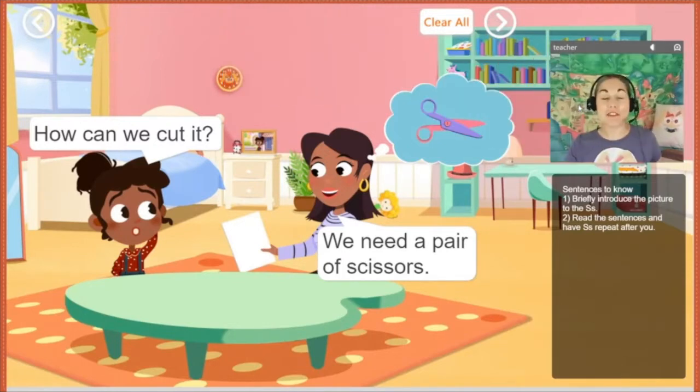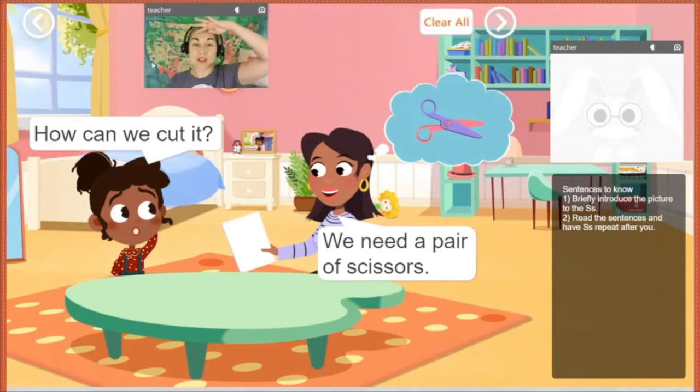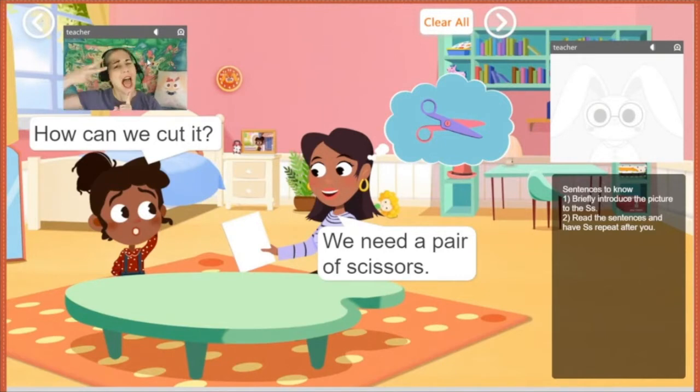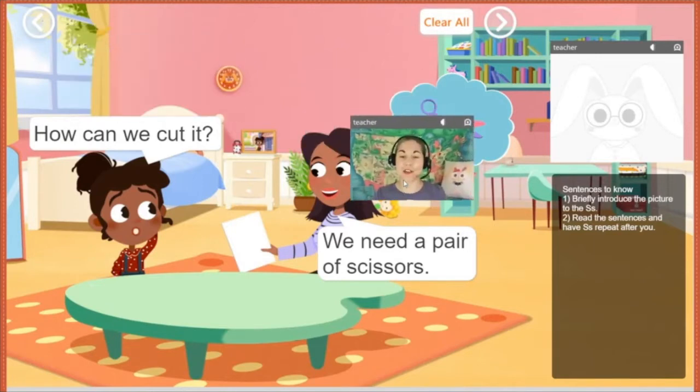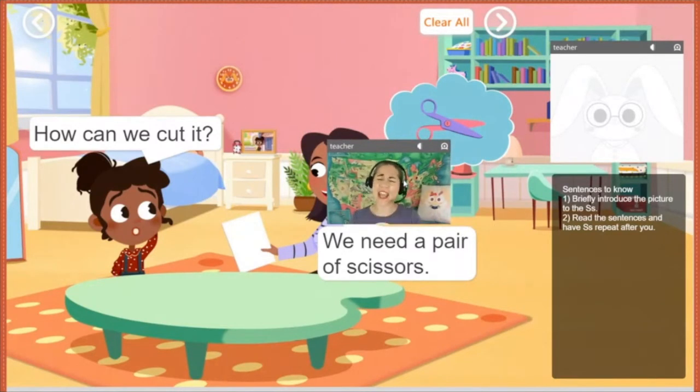Now, if I have 2, 3, or 4 students, here's how I usually do this slide. I will say, okay, students, can you say, how can we cut it? Now they're all repeating after me all together. Then, okay, students, can you say, we need a pair of scissors? Good. And now I'll start some more individual interactions.